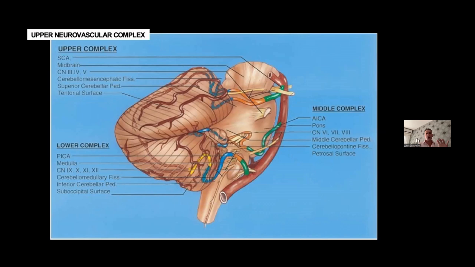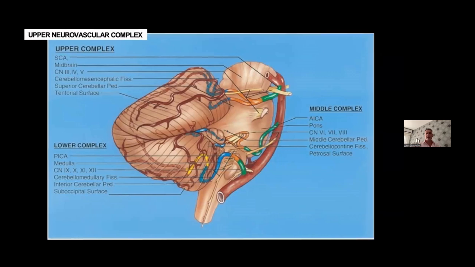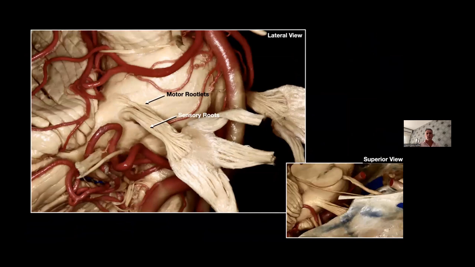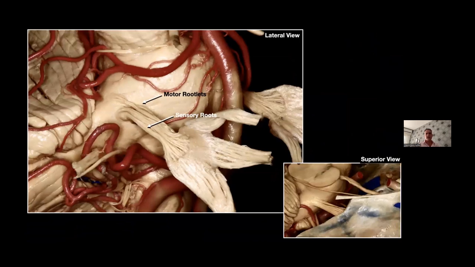This beautiful design of the Rhoton's three complexes is crucial to understand the CP angle and the utility of the anatomy for neurosurgery. This is the dissection of the trigeminal nerve. We put focus in the upper part, in the upper complex, because it's crucial to understand the distribution and position of the superior cerebellar artery below the fifth cranial nerve and the division of the superior cerebellar artery in two branches.